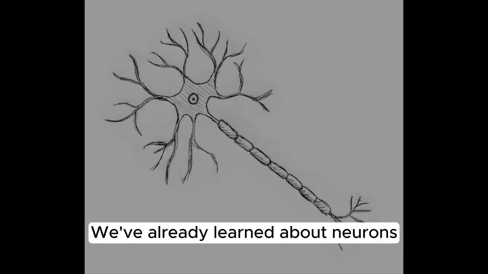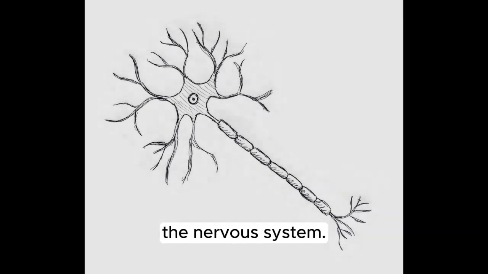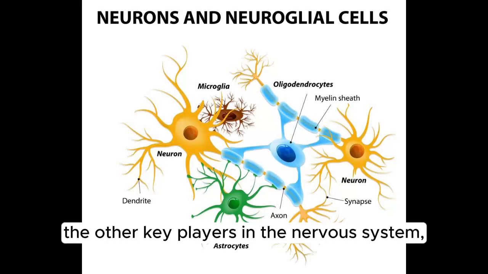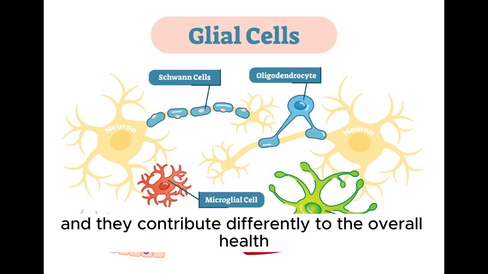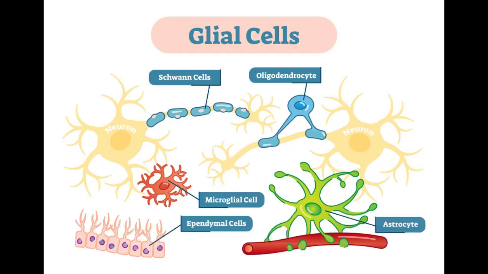So we've already learned about neurons, which are the base cells that make up the nervous system. Today we're going to be talking about the other key players in the nervous system. Those are glial cells. We're going to cover both the type and also the role of glia. Each type has unique jobs, and they contribute differently to the overall health and function of the nervous system.